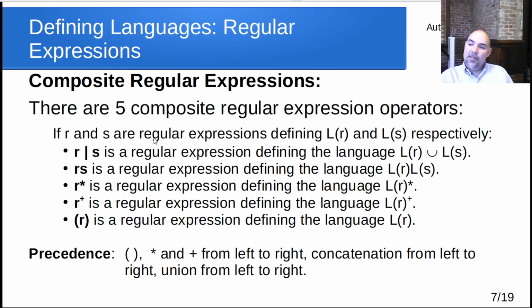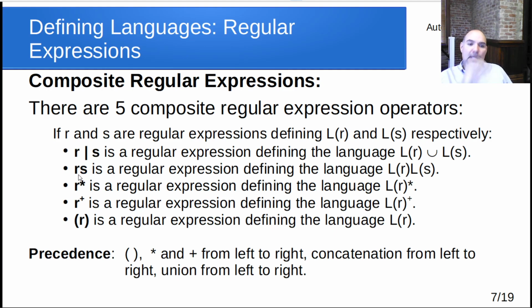When I read this, I might say R union S, or I might say R or S, because that's what union means: the string is either in this or it's in that. It's in the collective set of both of those, one or the other, or both. So I might say R or S when I read that. But R vertical bar S is essentially the union operator, and that itself becomes a regular expression as long as the 2 parts are regular expressions.